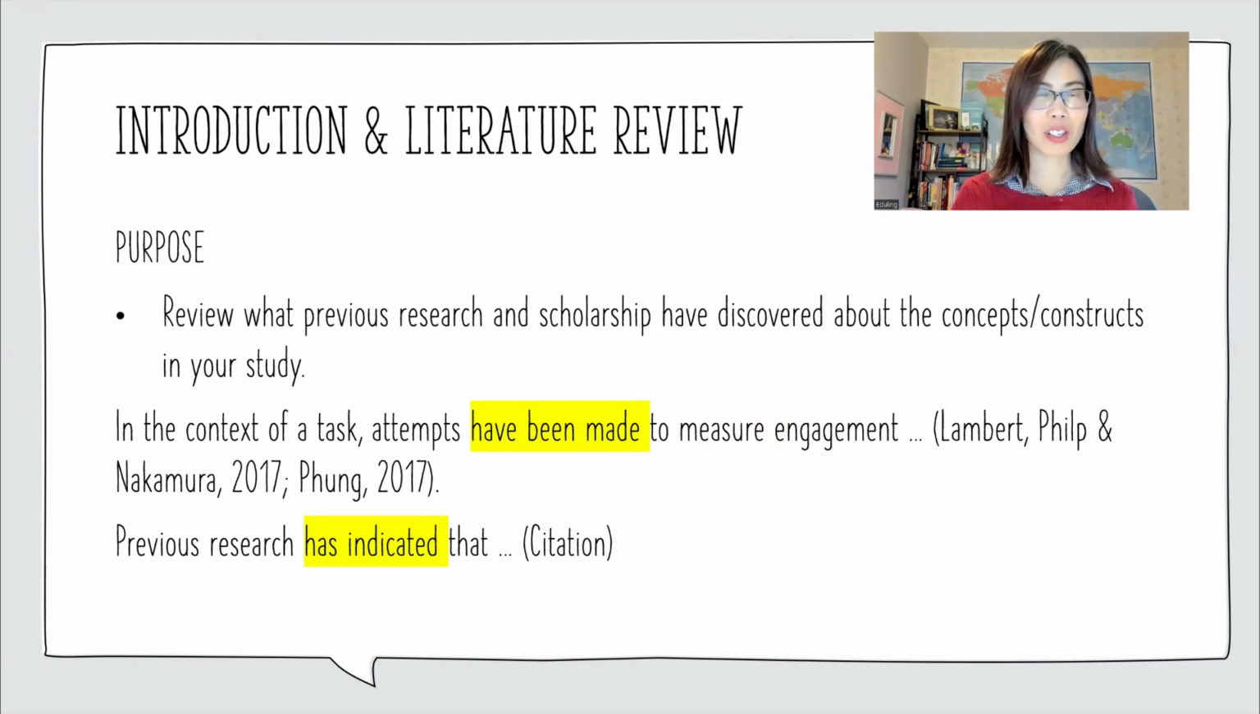Now, again, to continue with this section, you need to also review some literature. You need to review what previous research and scholarship have discovered about the concepts or the constructs of your study. In my paper, because my topic is engagement, then I need to review previous research about engagement. And again, here I highlight some language that you may be interested in using in your paper. So I write, in the context of a task, attempts have been made to measure engagement. And again, you see the present perfect tense here.